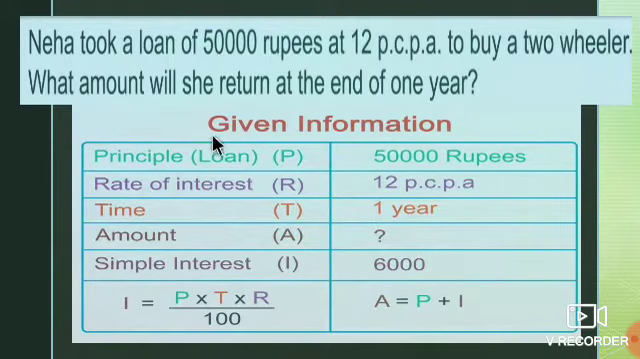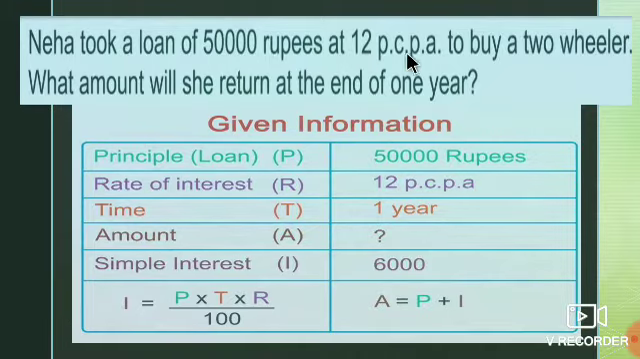Let's take one example. Neha took a loan of 50,000 rupees at 12 PCPA to buy a two-wheeler. What amount will she return at the end of 1 year? Here, she took a loan of 50,000 rupees. Always write this information while solving the example. So what is the principal? 50,000 rupees. The borrowed amount is always the principal, and a deposited amount is also a principal. So here 50,000 rupees is the principal.